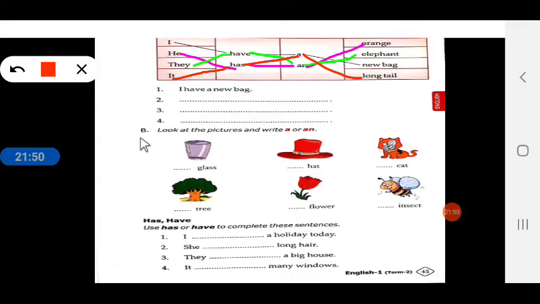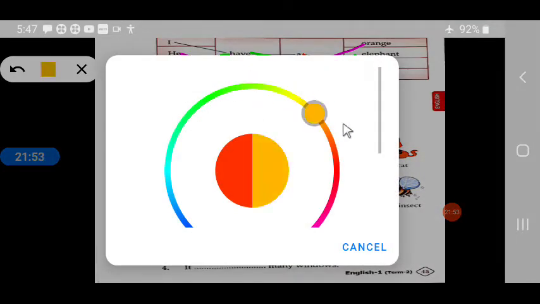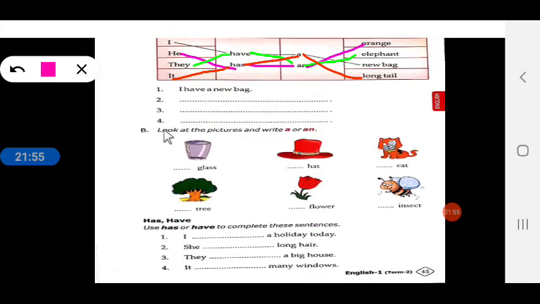Now let us go to the next one, that is B. Look at the pictures and write a or an. Here, glass is there. What can be used before the word glass? G is a consonant, so before that we must use a: a glass. It denotes one glass.